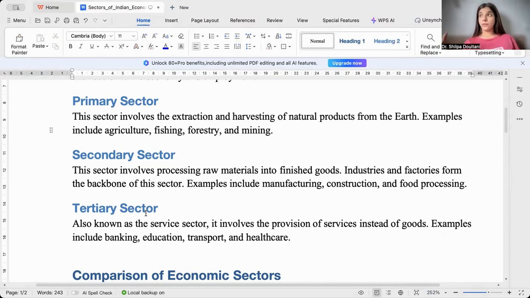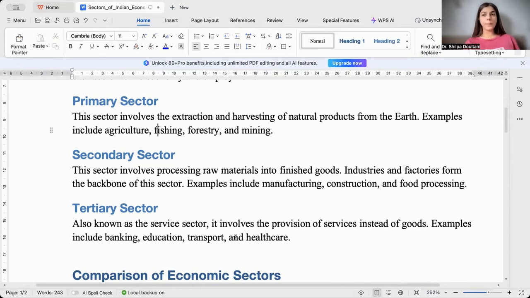If you go to transport, they give you flight tickets, like if you want to travel. So all this does not come into manufacturing and harvesting with the natural things. So whatever banking, your education, your transport, your healthcare are kind of service-giving sectors, and this is known as the service sector or tertiary sector. That's about the tertiary sector.